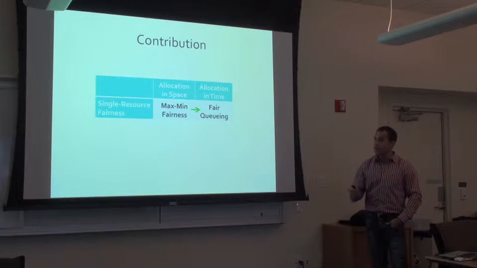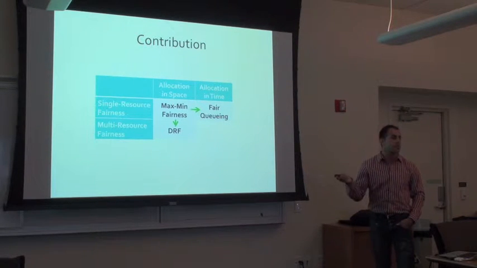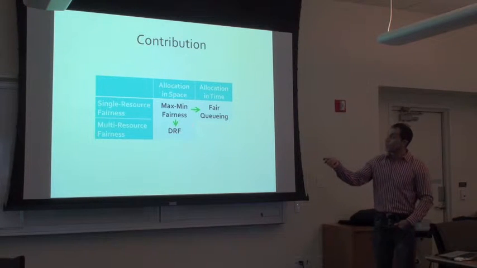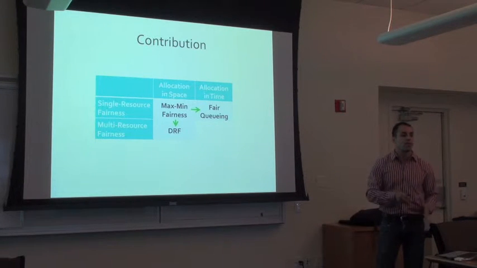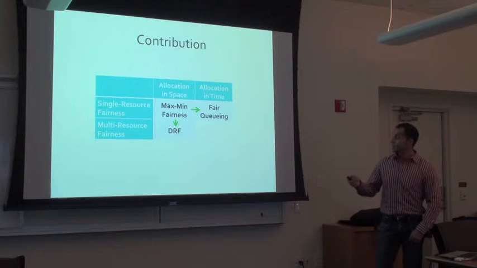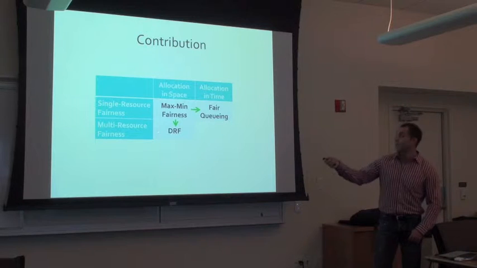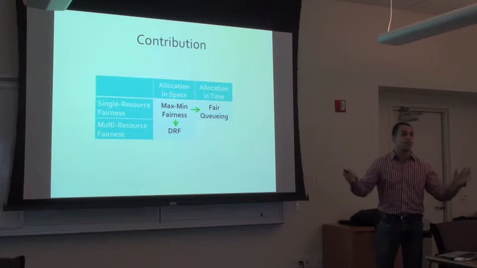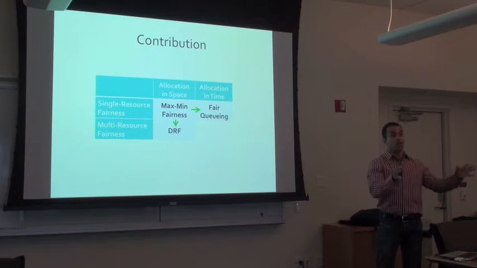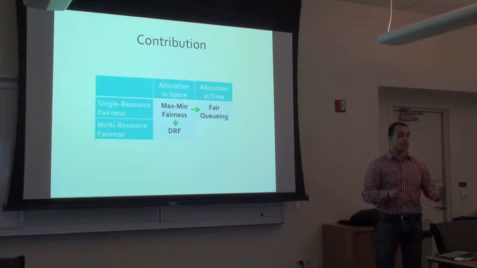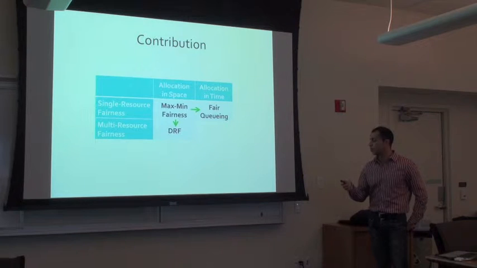More recently, we started looking at the multi-resource problem, and others have looked at it too. The one we're building on is this thing that we introduced called DRF, which is dominant resource fairness. What it does is it basically generalizes max-min fairness to the multiple resource case. But it's again just static in space. If you had lots of machines, what percentage should we give to the different users if you have multiple resources and the users have different utilities for the resources? Okay?